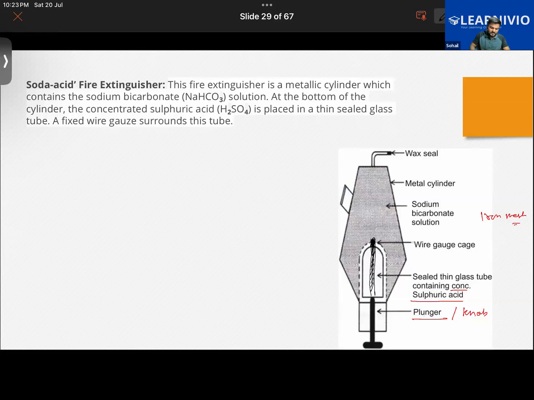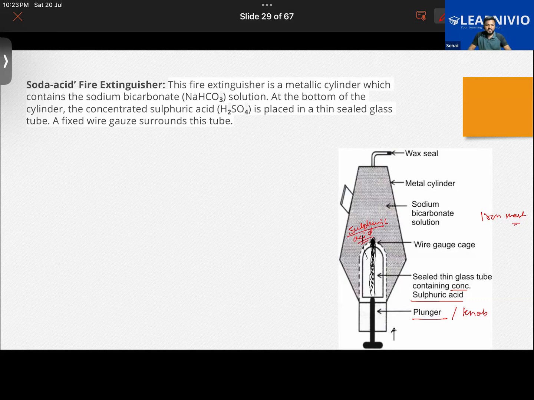As you invert this cylinder and push the plunger or the knob, the knob will be struck against this thin glass and it will be broken. You understood this so far, Aisha, how it is working? Good. So while this is broken, the acid will come out of it. The sulfuric acid will be released from it.